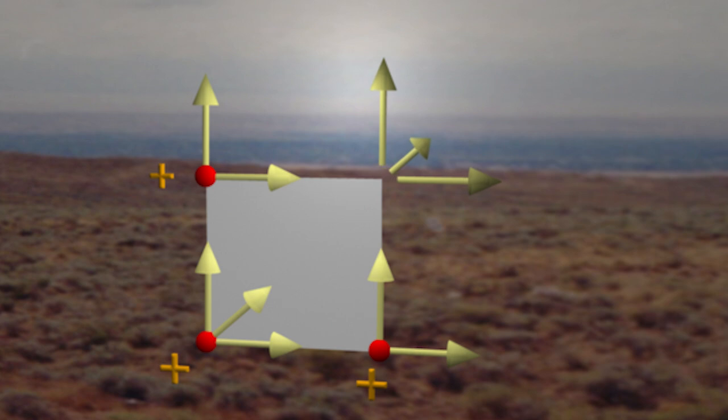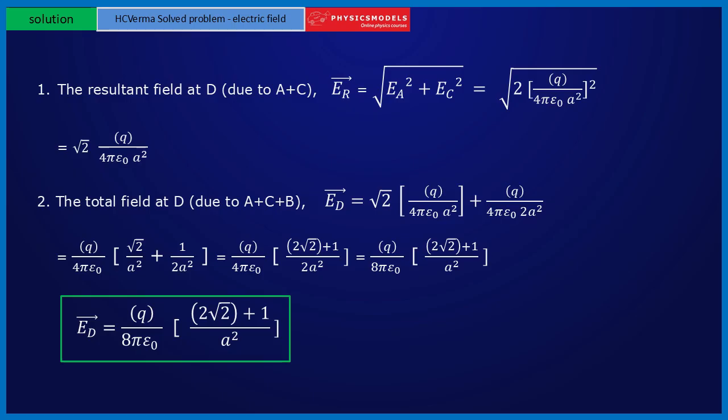We have to just keep in mind that the electric charges are radiating in all directions, 360 degrees. But we are only taking the vectors passing through the point D. Now you have to simply add up all the vectors. The E resultant is square root of EA squared plus EC squared. Inside that square root, you have two equal terms. So you have 2 times Q by 4 pi epsilon 0 A squared. When you take it out of the root, you get root 2 and then Q by 4 pi epsilon 0 into A squared.